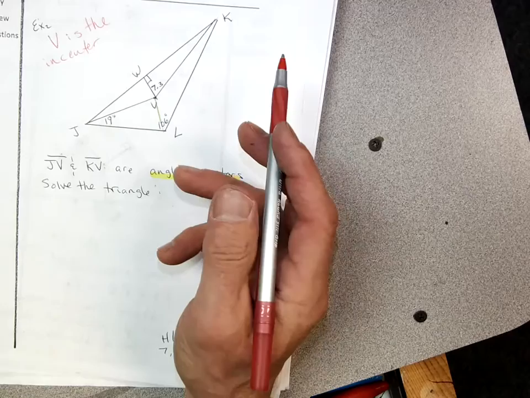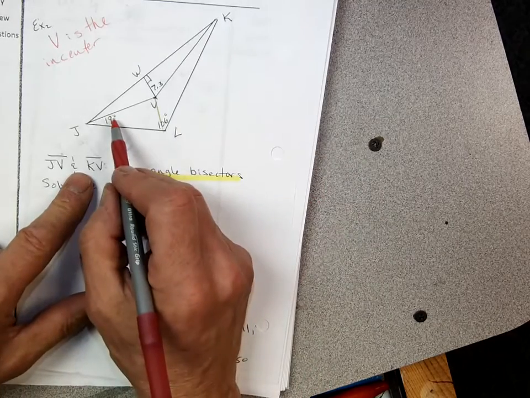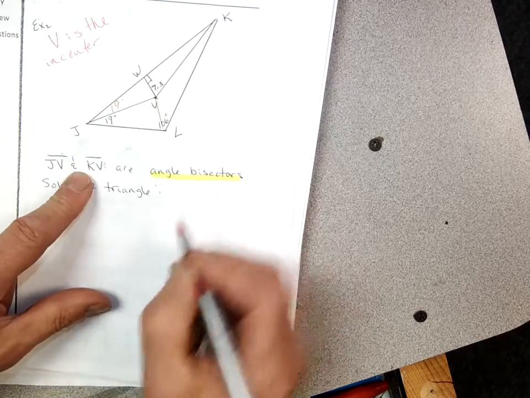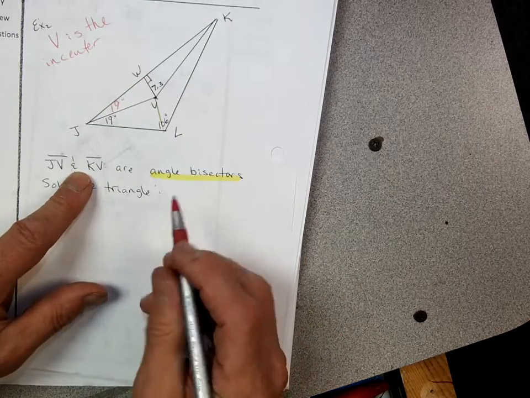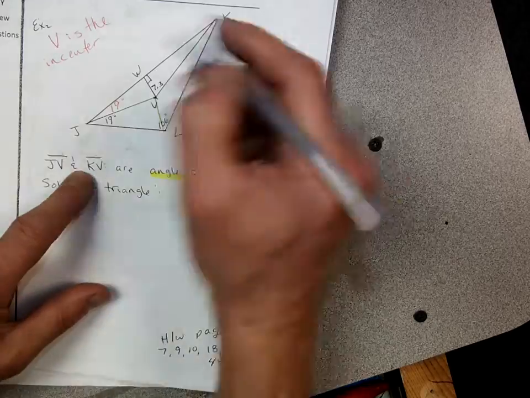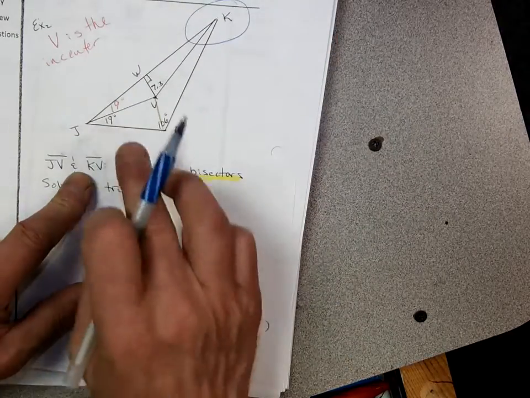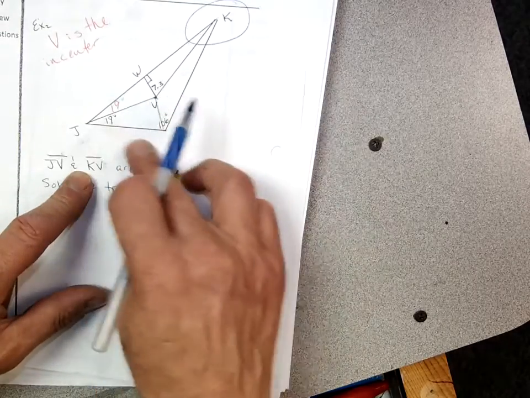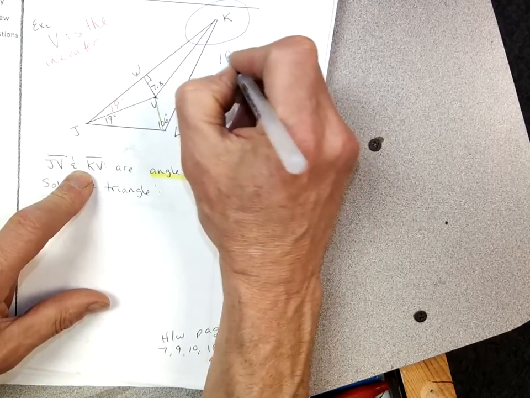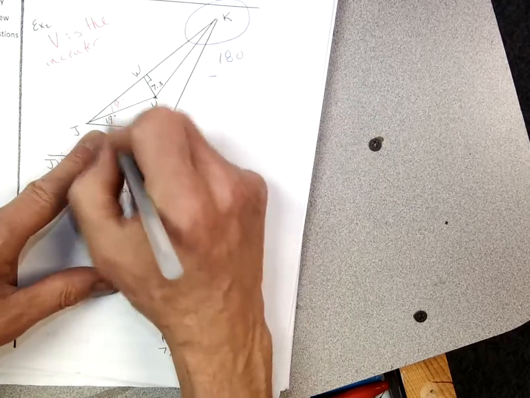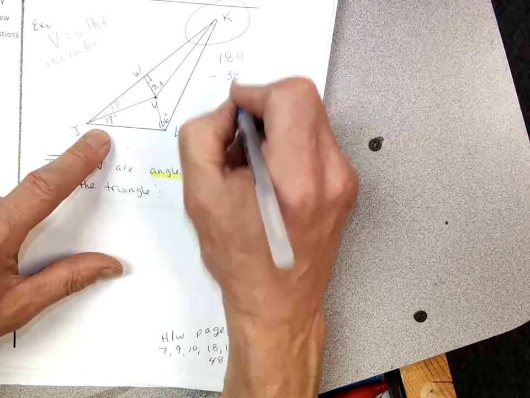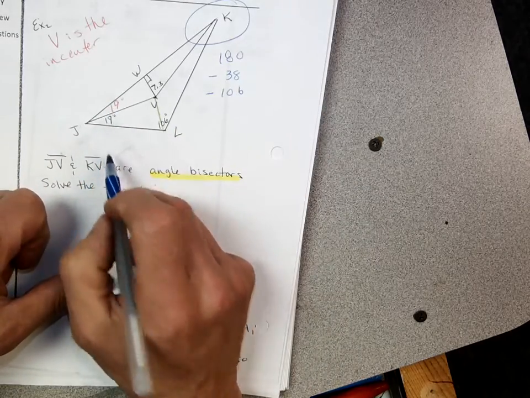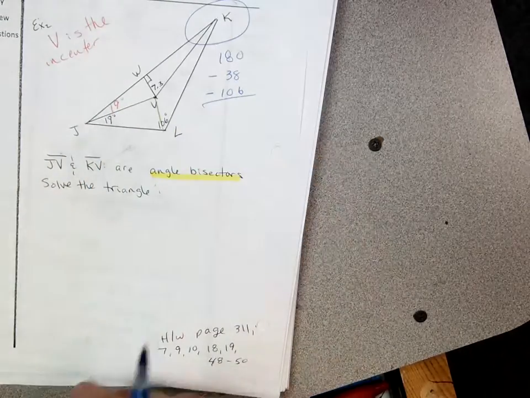So then what do I know? If this is 19 degrees, that has to be 19 degrees. You guys agree with that? If I want to find angle K, I know that within a triangle there's 180 degrees for the interior angles, right? So to find angle K, I'm going to go 180 and subtract 38 and subtract 106. I said 38 because 19 and 19, right? So let's find out what angle K is.